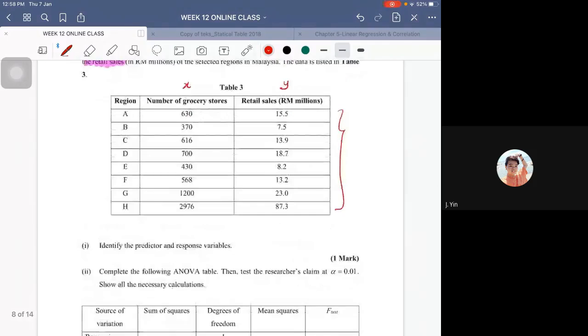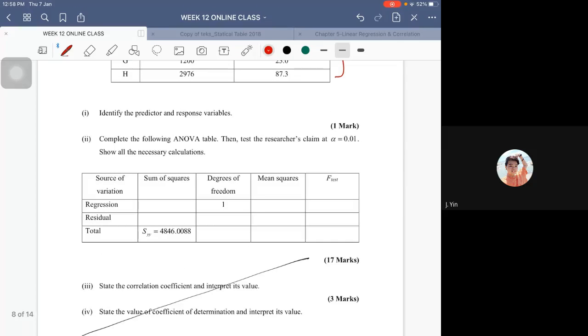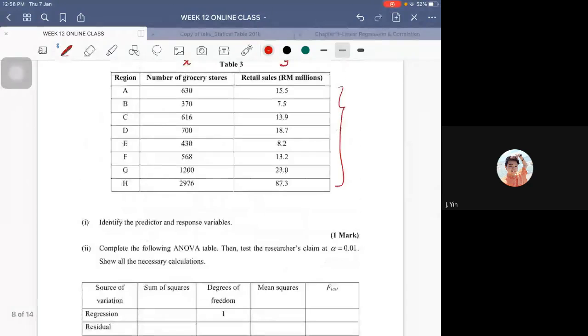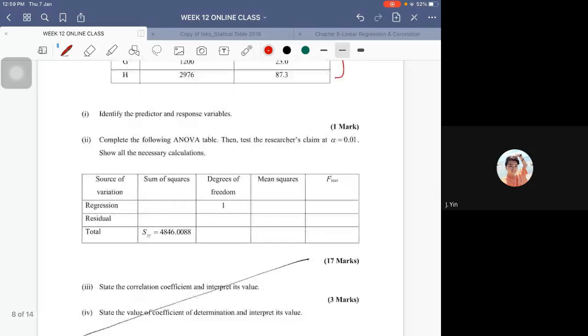We have already said over here, this is going to be our predictor. Don't worry, when I give you the answer, I'm going to write it prettily for you, but for this one I'm just going to scribble to make things quick. And this is going to be our response variable. The question says to complete the following ANOVA table. You're not given anything, all you're given is this bunch of data, and the question asks you to complete this ANOVA table. Then we're going to test the researcher's claim at alpha equals 0.01.